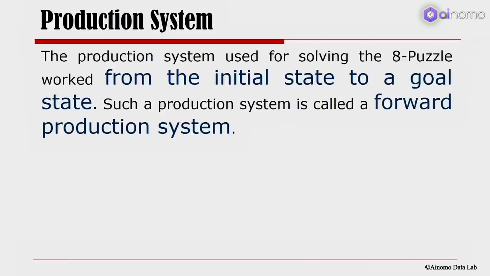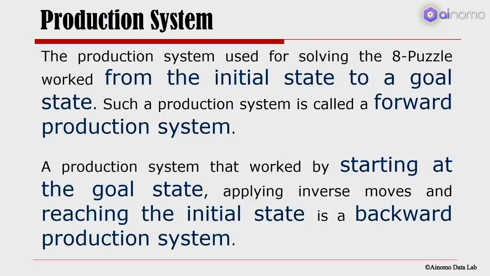The production system for solving the 8 puzzle example that we have looked at today worked from the initial state to a goal state. Such a production system is called a forward production system. So we had an initial state, we applied operators on the initial state to arrive at a set of states on which operators were applied again. We did this continuously until we arrived at the goal state. Such a production system is called a forward production system.